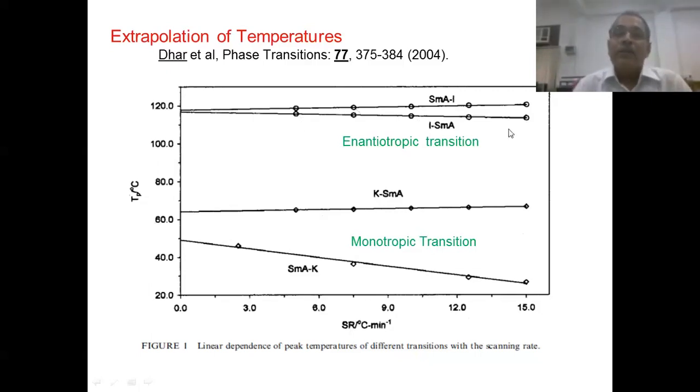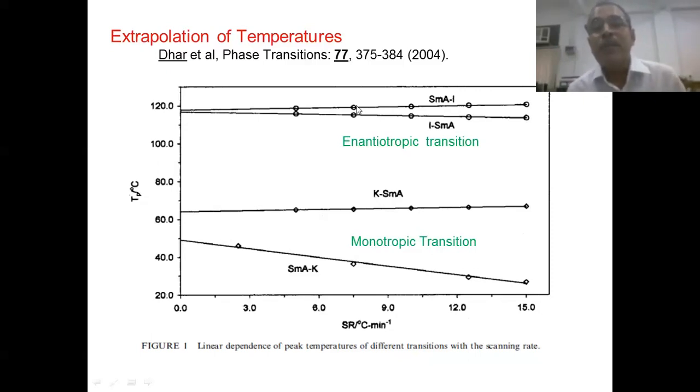And we found that this behavior is linear, and if we make a linear plot and extrapolate this curve to 0 degrees Celsius per minute, that gives the transition temperature obtained under the condition of thermal equilibrium at a scan rate of 0 degrees Celsius per minute, which is experimentally not possible. But you can extrapolate these results, and then you can see that the transition temperatures obtained in the heating and cooling cycles match, provided the transition is enantiotropic. Enantiotropic means this transition occurs at the same temperature in both heating and cooling.